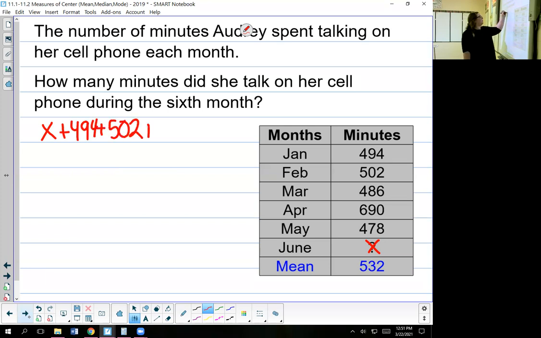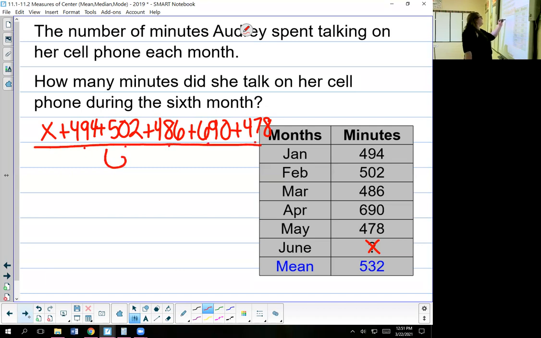Again, you could put these in order. You don't have to, but since we're just finding the mean here, I'm just going to go in order to make sure I don't have anything incorrect. 1, 2, 3, 4. Okay, and then 478. So this is 1, 2, 3, 4, 5, 6 months. So I would be dividing it by 6, right? And I'm telling you, the answer I want has to be 532.